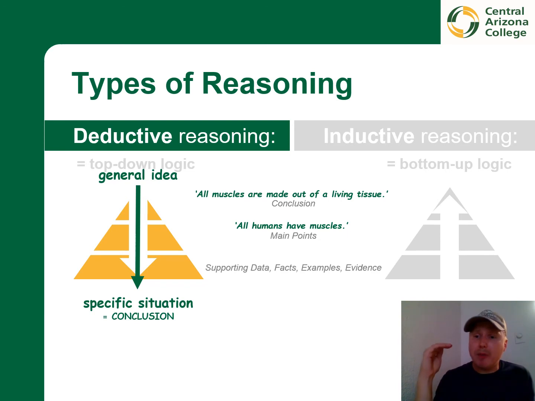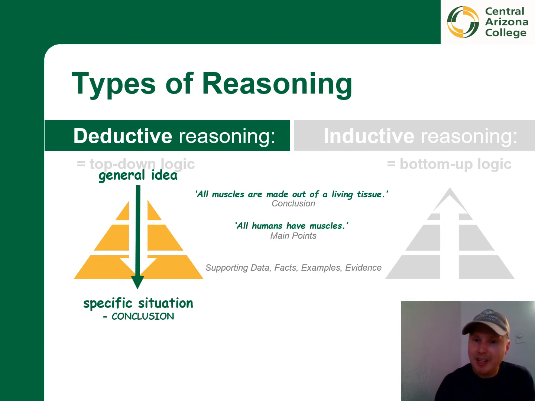Then the middle level of our diagram would be a statement that all humans have muscles. Again, we know this to be true. It is not quite as large level of knowledge as the one before, nor is it a very specific fact. Instead, it is somewhere in between these two. Now, by using these two statements and their relationship between each other, we can guide ourselves to a conclusion about something very specific. See how we go from general to specific.